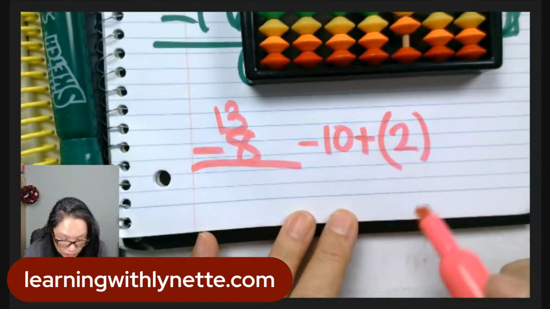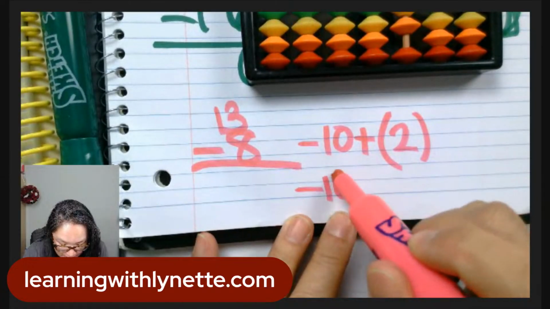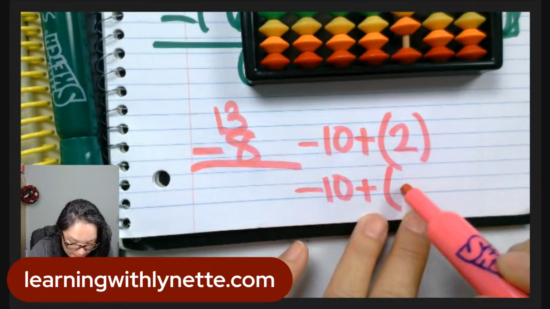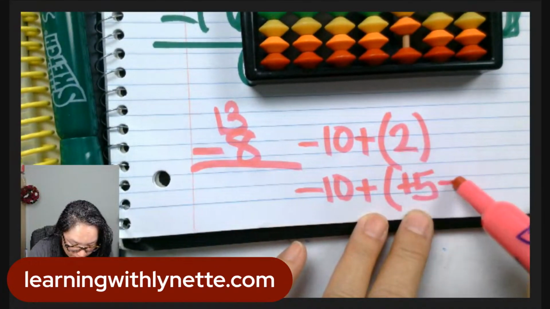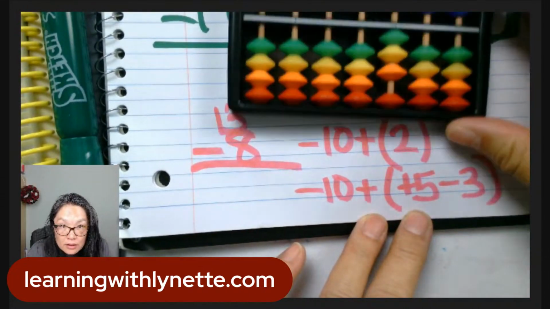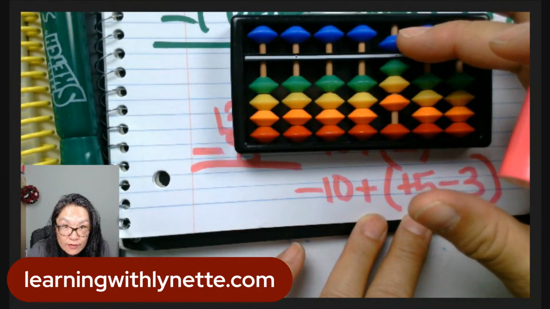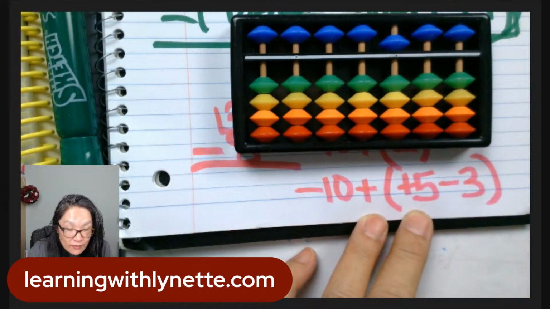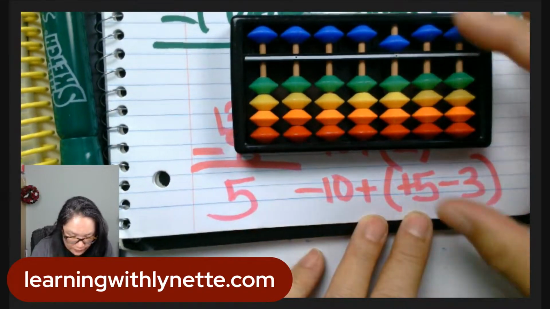How do we plus the 2? How do we add the 2? Minus the 10 plus the 5 minus the 3. So what are we going to do? Plus the 5 minus the 3. So my final answer is 5.